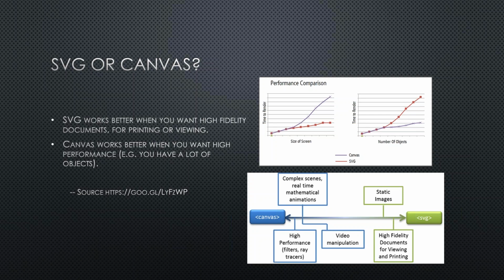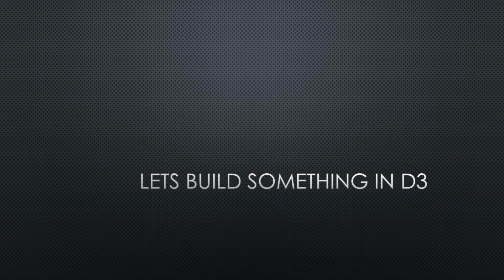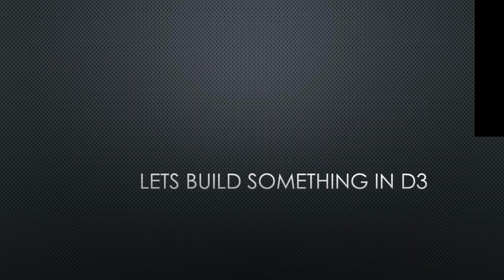If you look at this chart over here, for Canvas, the more objects you have, you don't really go up in time to render. But the more items you have in an SVG, your time goes up. So if you have a ton of things, you probably don't want to use an SVG. If your screen is huge, though, Canvas takes longer to render versus SVG. So there's kind of a trade-off there. Big thing: static images or high fidelity, SVG; animations, games, things like that, Canvas.